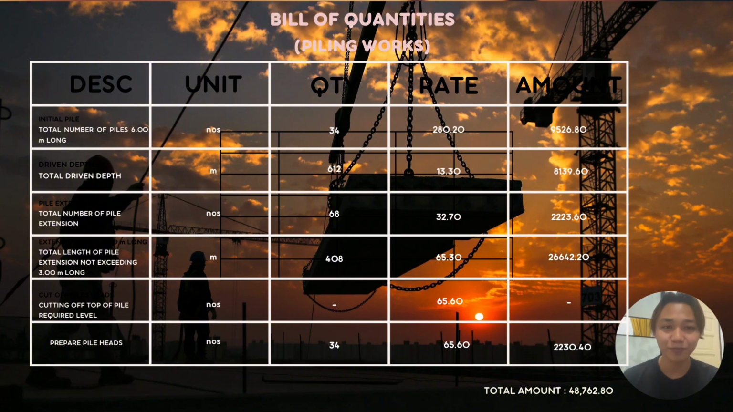As you can see, the quantities, the unit, the amount. For the total amount of piling work is 48,762.80. Okay, we continue for roof finishes.